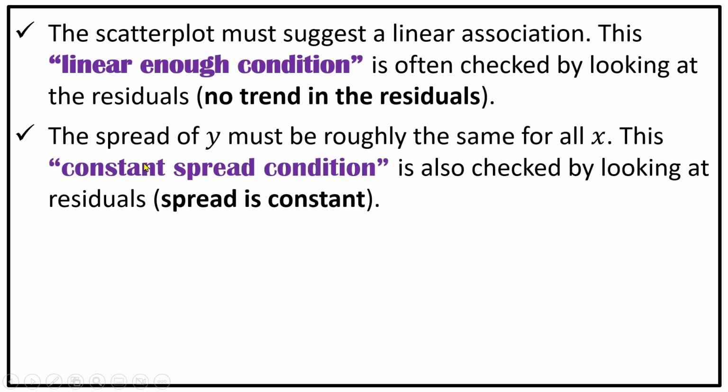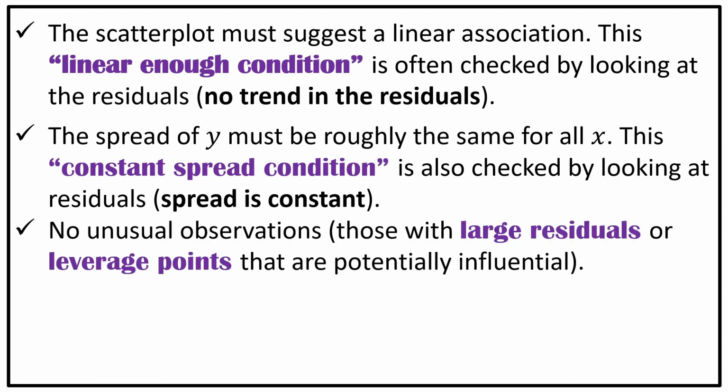Anyways, first condition. Second condition, the spread of y must be roughly the same for all values of x. And this is called the constant spread condition. Sometimes at the Mount they call it the plot is thickening condition. But the point is the plot should not thicken. There should be no, what you might have called in 2208, there should be no trumpeting. The spread should be constant. So I call it the constant spread condition. Right, so that can also be checked by looking at the residuals, as we will see.